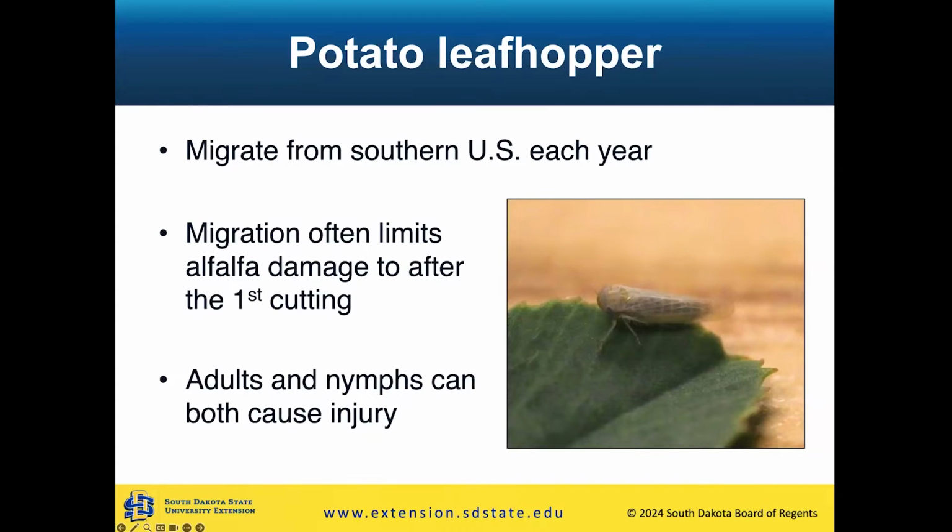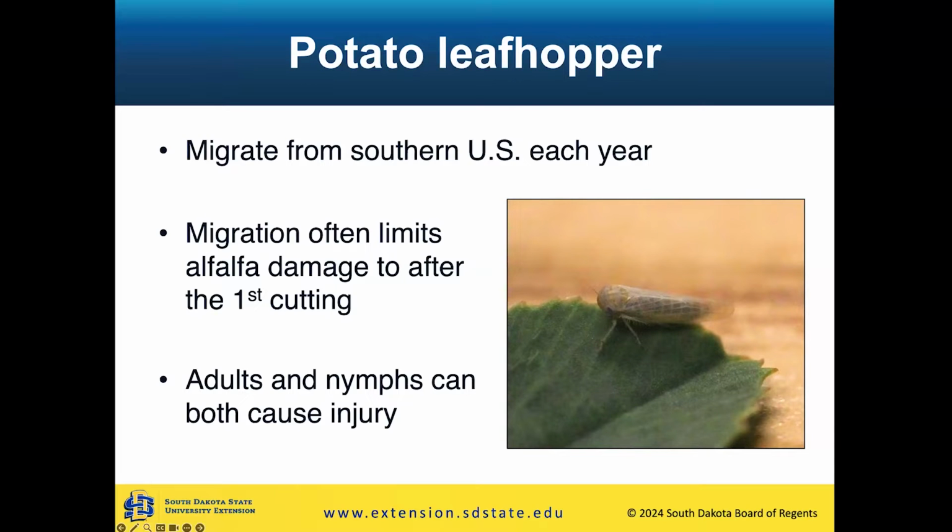The next one I'll talk about is the potato leafhopper. So this is a migratory insect. They come up from the southern US each year. And really that migration limits them to, usually we don't see them till the second cutting.